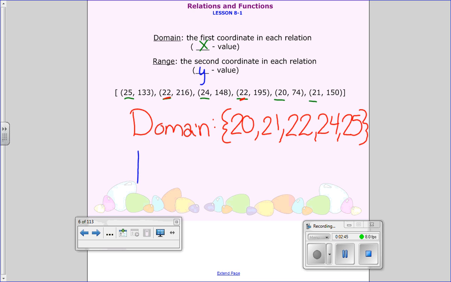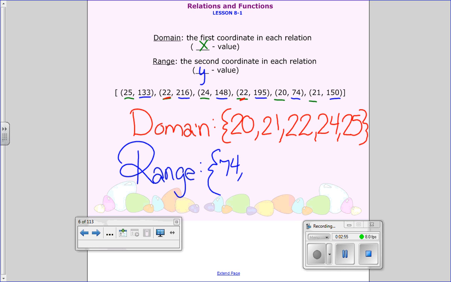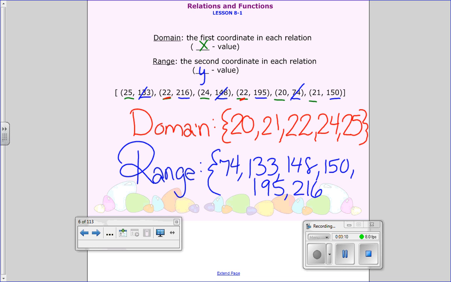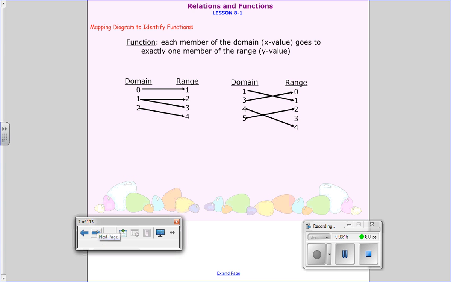Now, same idea for the range. I write range, make my little bracket, and then I take a look at what I have. And again, I'm going to start with the smallest one, which is 74. Then it looks like I do 133, 148, let's see, 150, 195, and 216. There we go. So again, I just gave the domain and range for each.